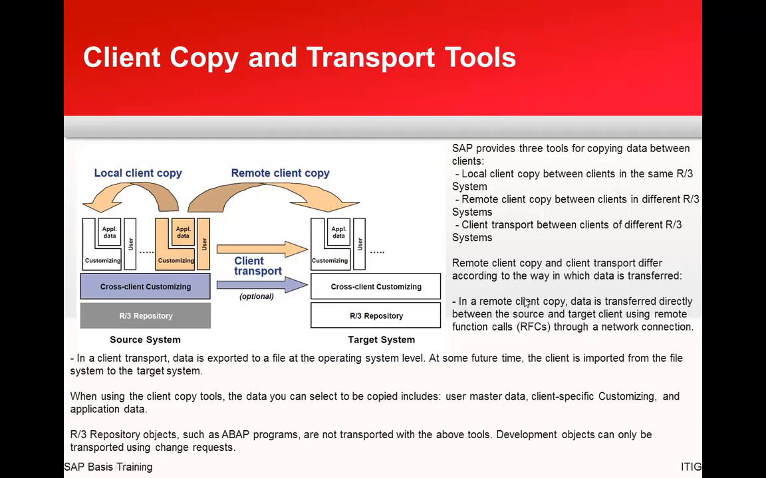Here basically we have an RFC connection, we can build the client, and here it's exported to a file and later we use this file to build a new client. Okay, so when you are using the client copy tools, the data you can select to be copied includes, as we just saw, user master data, client dependent customizing, and application data. The R3 objects such as ABAP programs are not transferred with the above tools. Development objects can only be transported using change requests.